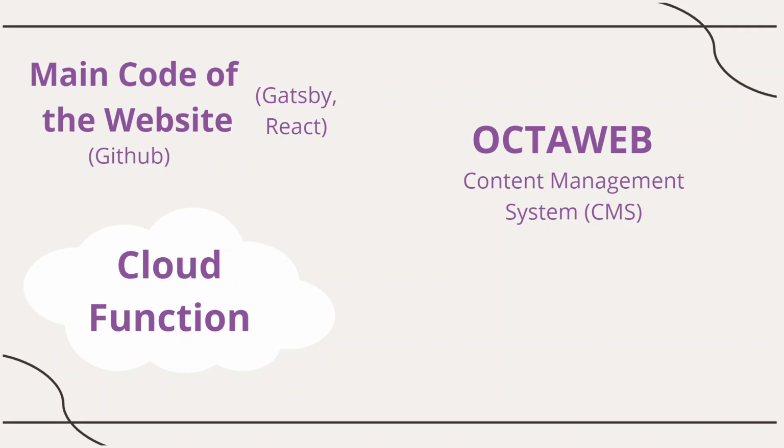Now what this cloud function which is present on the GitHub does, it basically runs at 2 a.m. every day. It runs at 2 a.m. in the morning, and what this does is it basically extracts all the data from the OCTAWEB. All the data from the OCTAWEB, that is blogs, everything is extracted from the OCTAWEB, and it is converted into HTML, CSS and JavaScript files with the help of this main code of the website. Now what this main code of the website contains is the structure of different HTML pages.